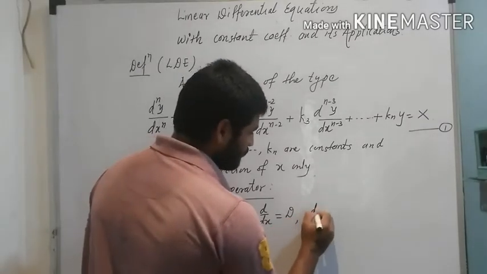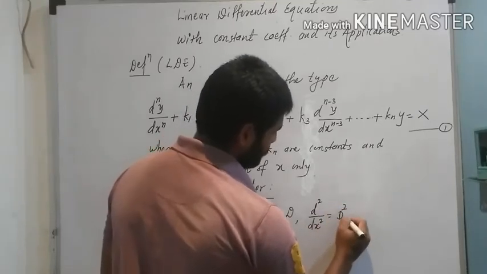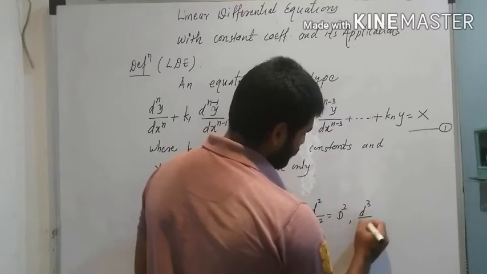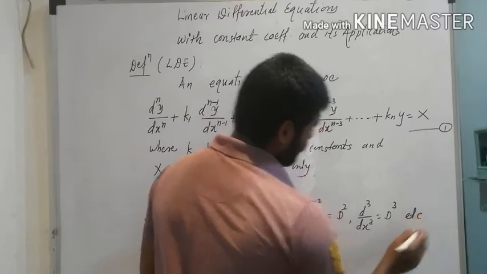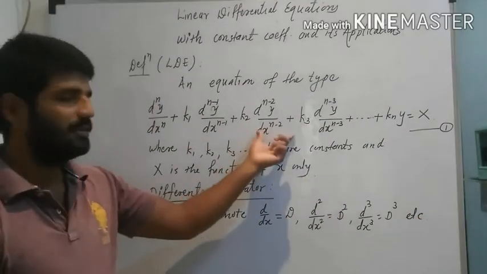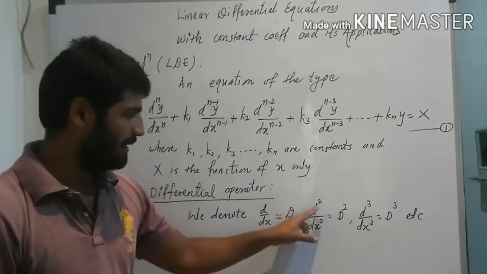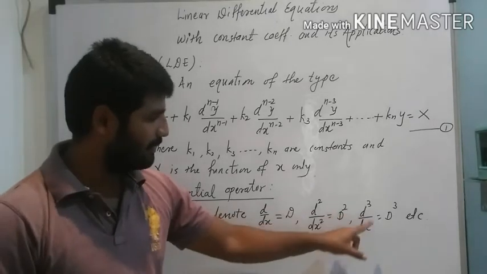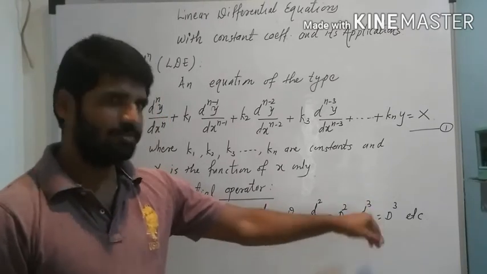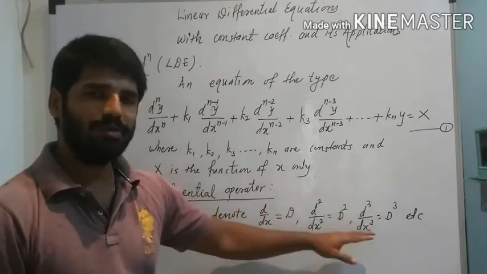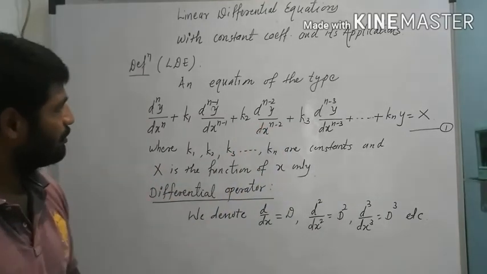Similarly, the second derivative with respect to x we denote by D square. Similarly, the third derivative with respect to x by D cube, and so on. We define this notation for the simplicity of equation number 1. So d by dx means D, the second derivative means D squared, the third derivative means D cubed. Like that, the fourth derivative with respect to x means D raised to 4, and the nth derivative means D raised to n. So using this notation in equation 1, we reduce the equation.